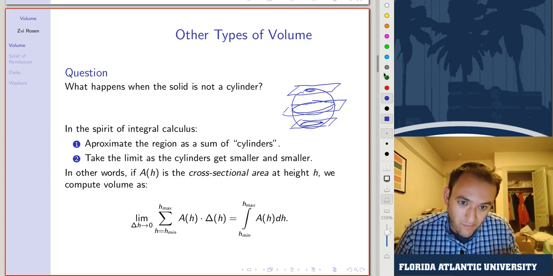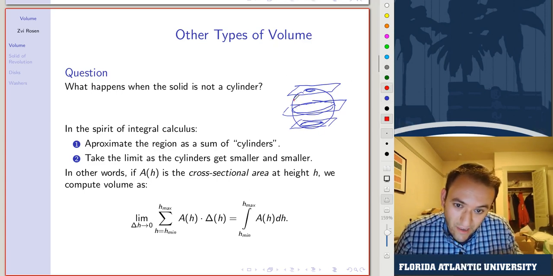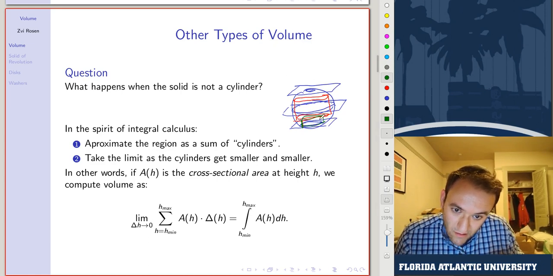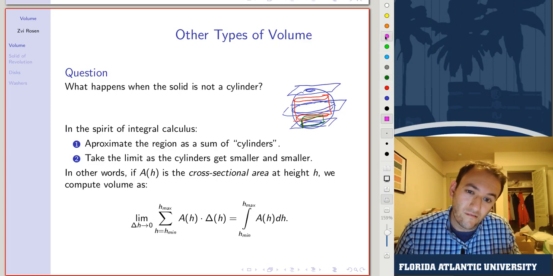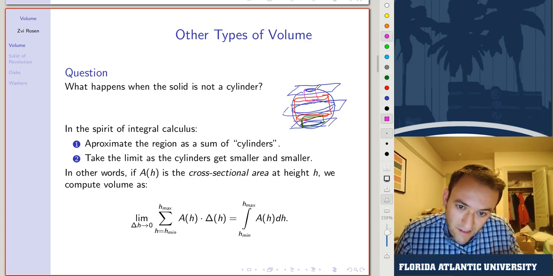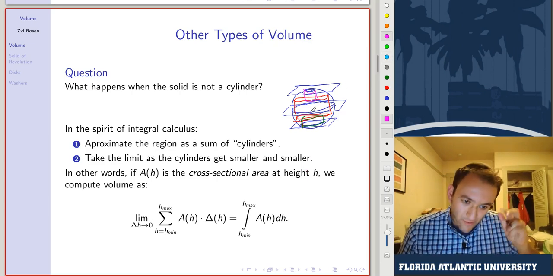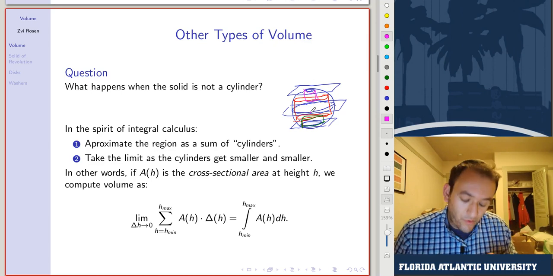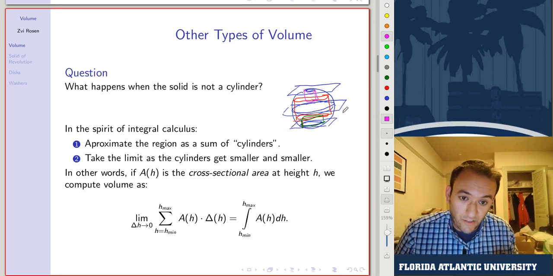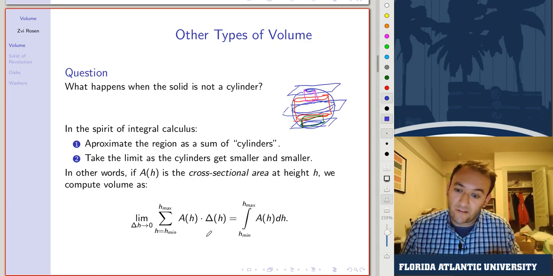Okay, and in this picture, what that would look like is we have a bunch of these tin cans, and we try to approximate the region in terms of the sum of these tin can volumes. Apologize if this is not super visible. But as you let those cylinders get smaller and smaller, you're going to come closer and closer to representing the true volume. And that's what's given in this formula.